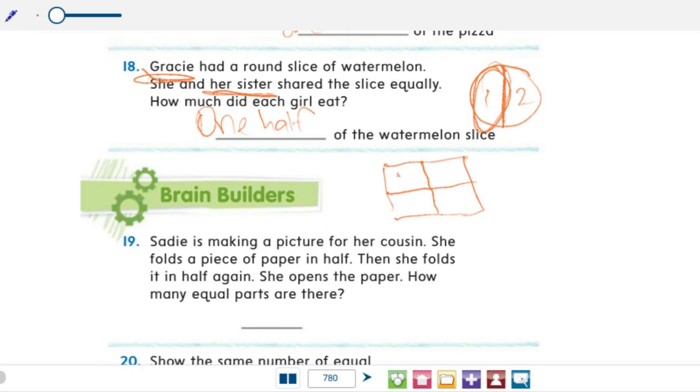Well, we've got 1, 2, 3, and 4. There are 4 equal parts. And let me just ask you real quick. If we have 4 equal parts, what is the vocabulary word that we use for that? I hope you said fourths, because we have 4 fourths. Whenever we cut it into 4 equal parts, they are called fourths.